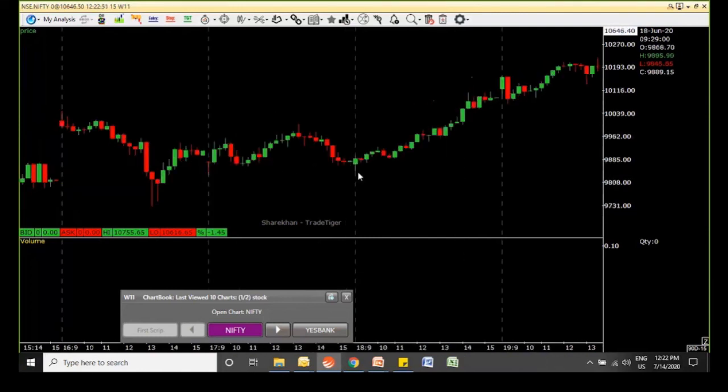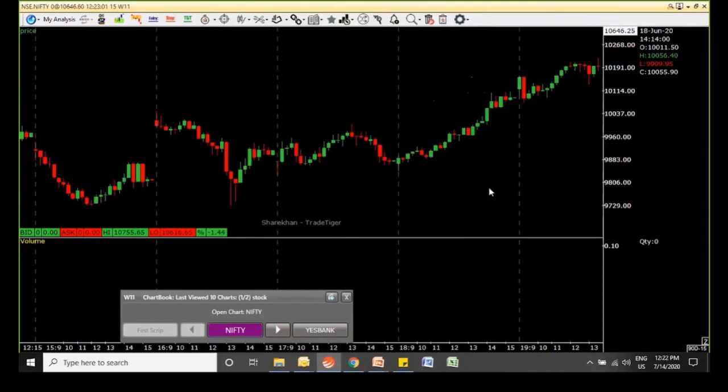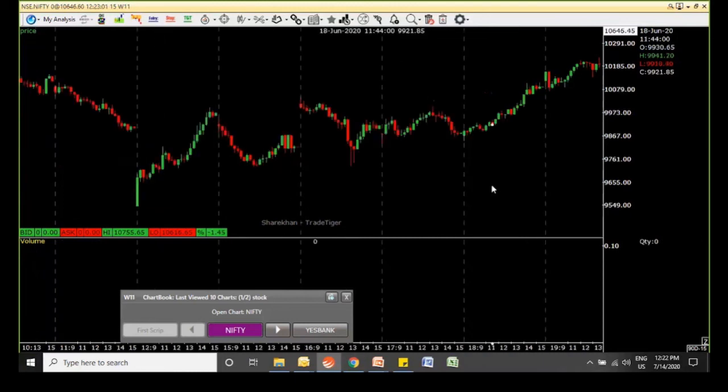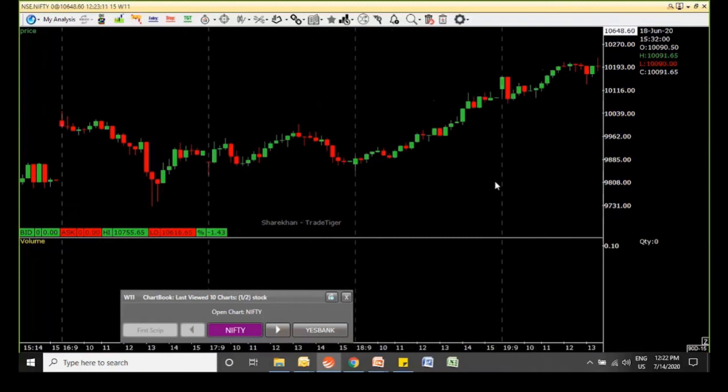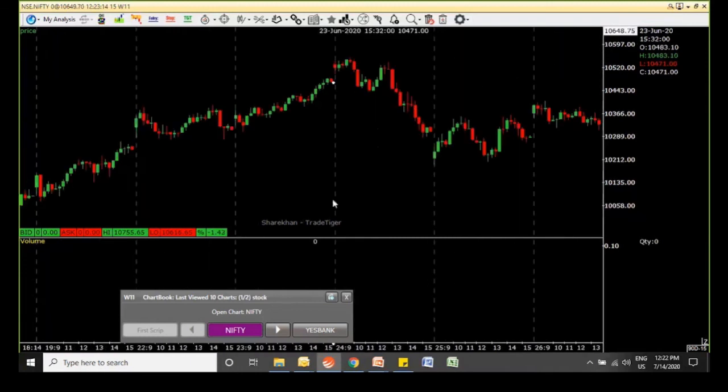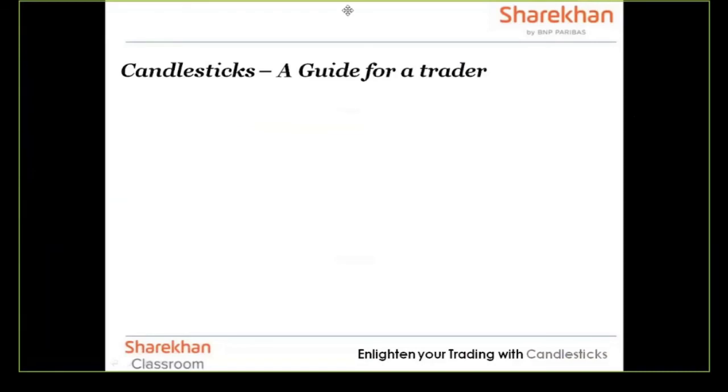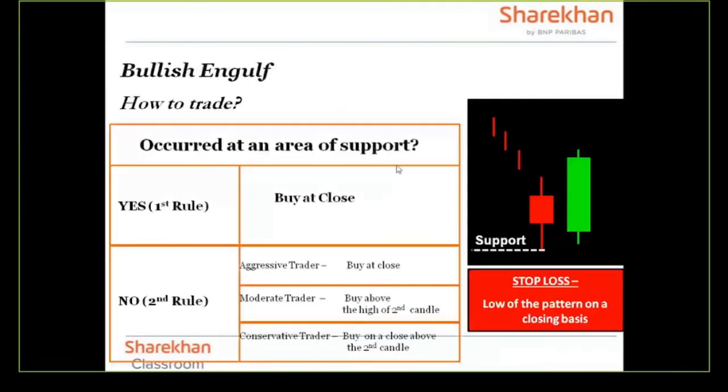The plan of action is very important. This is again a hammer. Here on top you see a shooting star, and dark cloud cover is not very famous, or it's not very frequent I would say, and hence it's difficult to find it. But it's the complete opposite of the piercing line pattern which we saw. Right, so these are the various patterns, friends. And we discussed the plan of action also. We discussed how we trade it better also.